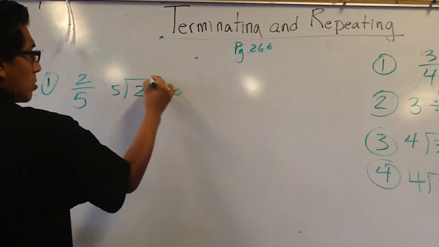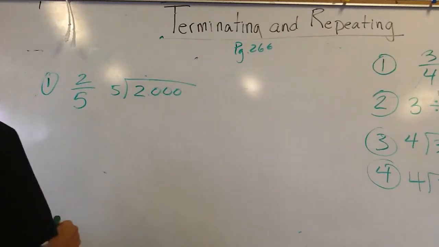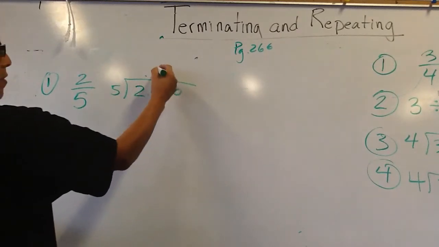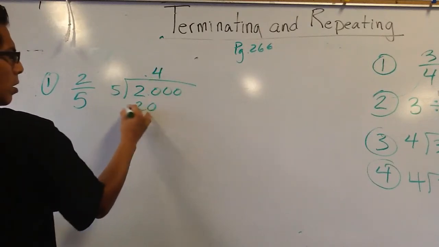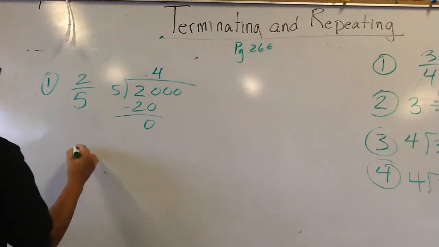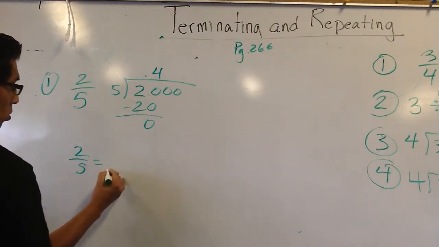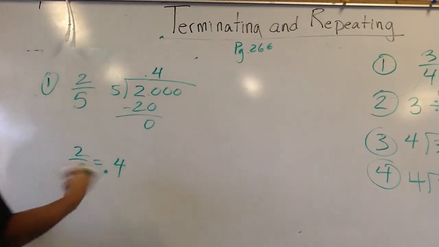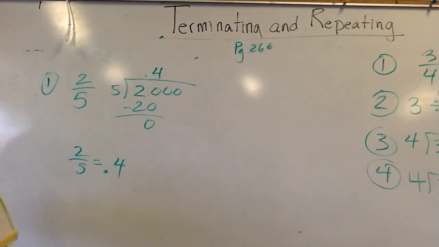Annex some zeros. Does it have to be 3? No. What is 20 divided by 5? 4. And did it end? Yeah, we're done. So it terminated. 2/5 is equal to 4/10. Those are the same thing, just written differently.